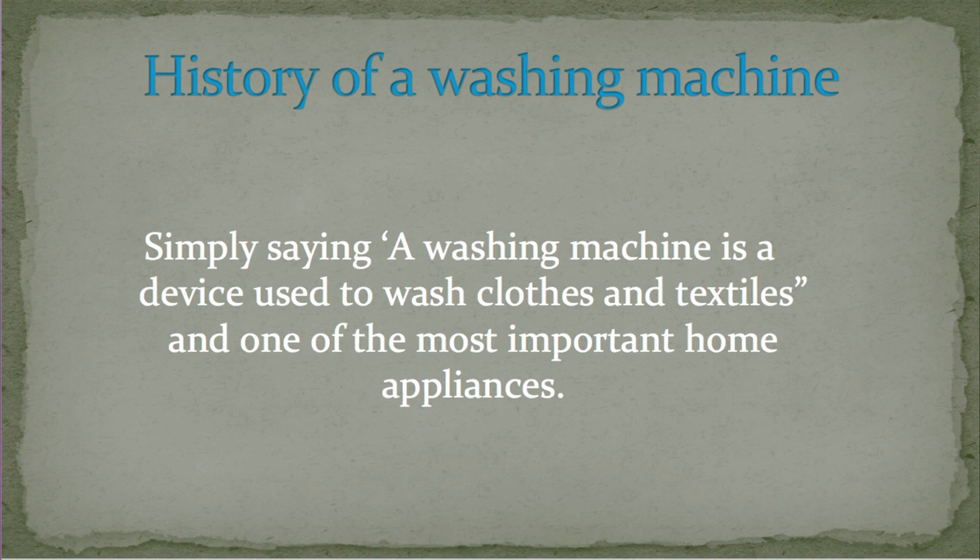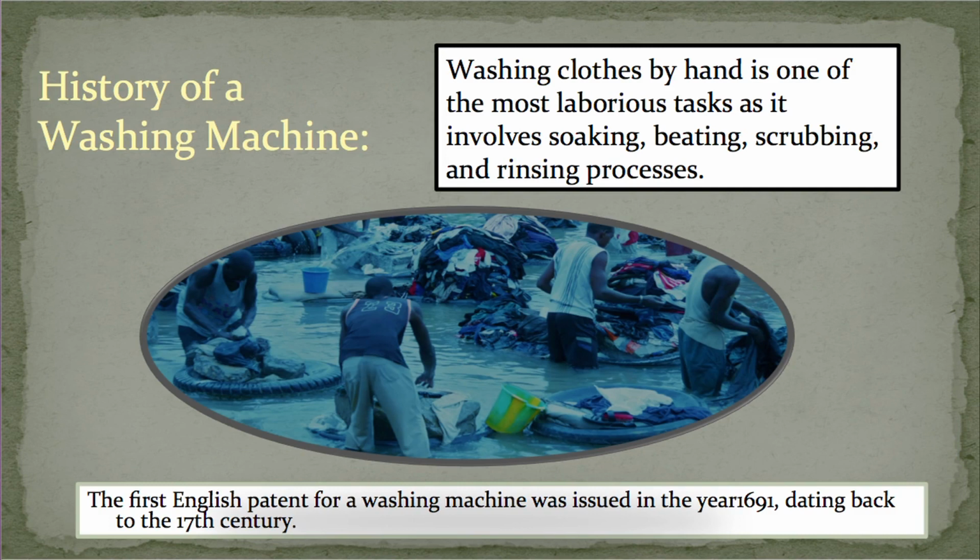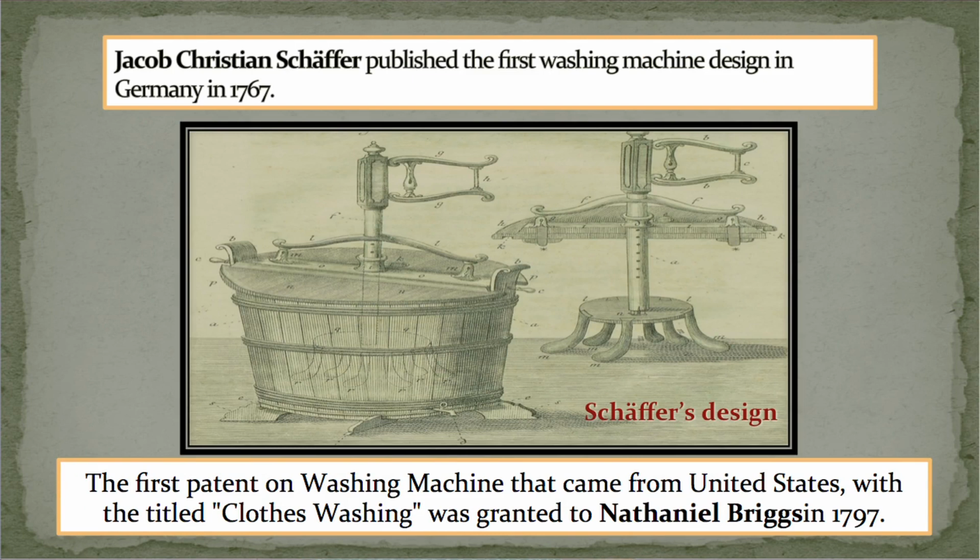Simply saying, a washing machine is a device used to wash clothes and textiles and is one of the most important home appliances. Washing clothes by hand is one of the most laborious works as it involves soaking, wetting, scrubbing and rinsing processes. The first English patent for a washing machine was issued in the year 1691, dating back to the 17th century. Jacob Christian Schäffer published the first washing machine design in Germany in the year 1767.